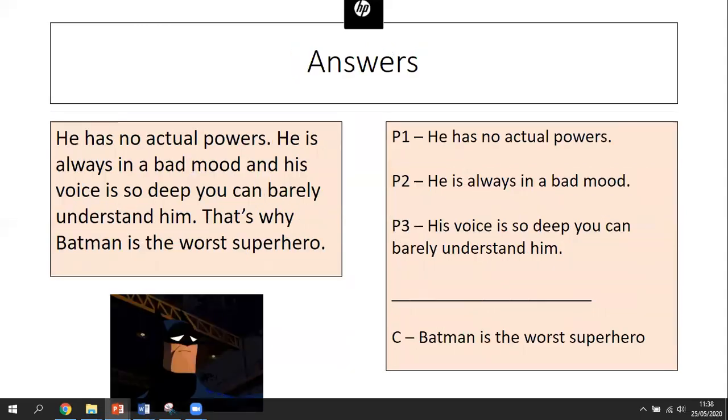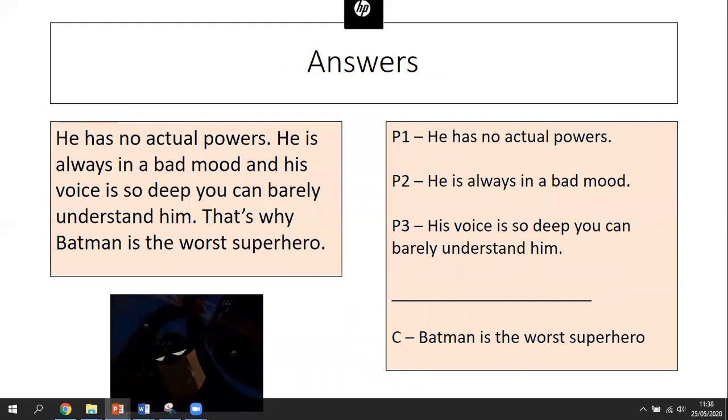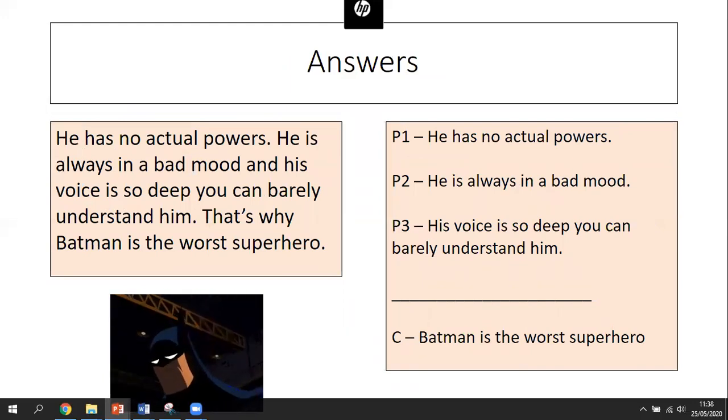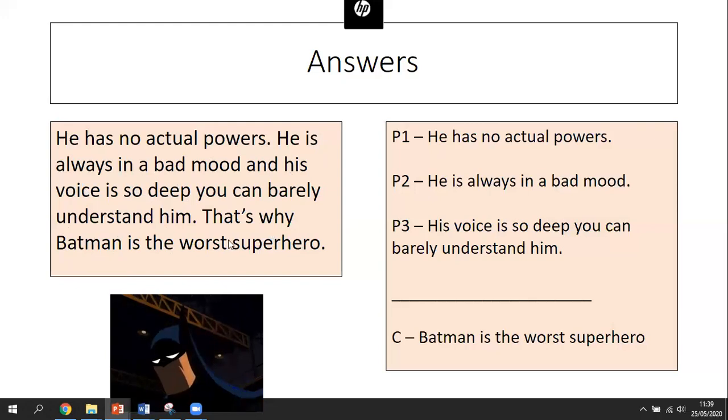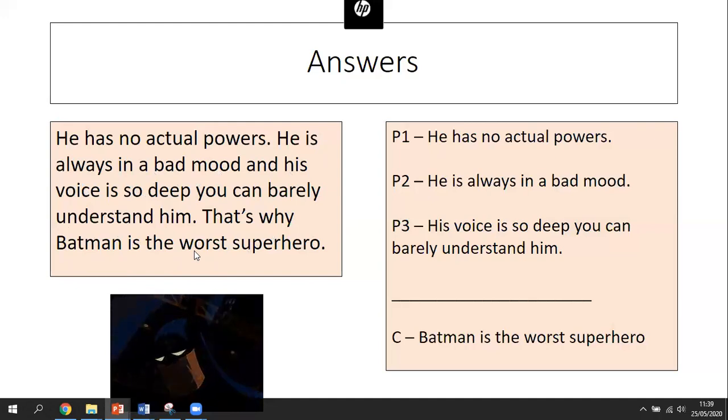So here are the answers. So first one is with Batman. He has no actual powers, he is always in a bad mood, and his voice is so deep you can barely understand him. That's why Batman is the worst superhero. So you can identify the conclusion because these two sentences here, which contain three premises, are trying to support this statement here. That's why Batman is the worst superhero. So what you've got here is the reasons to believe why Batman is the worst superhero.